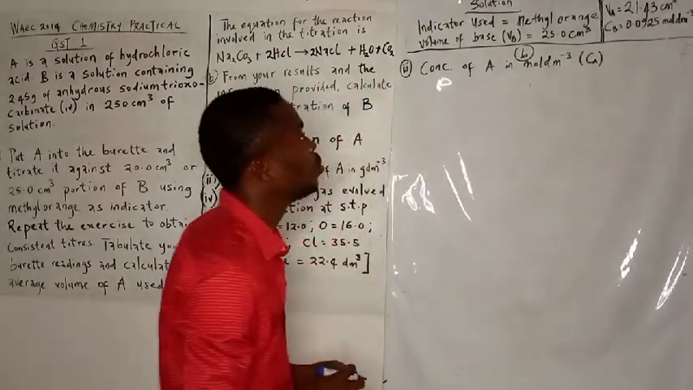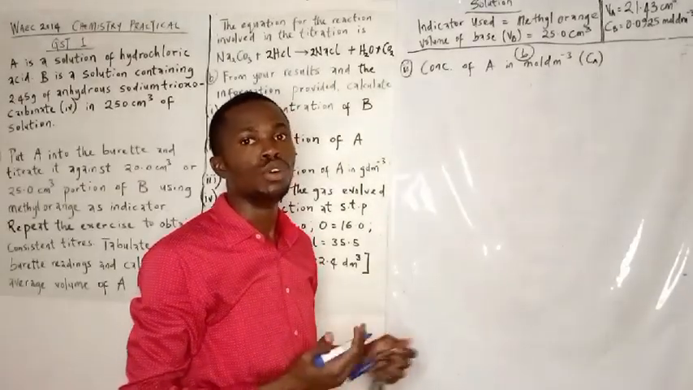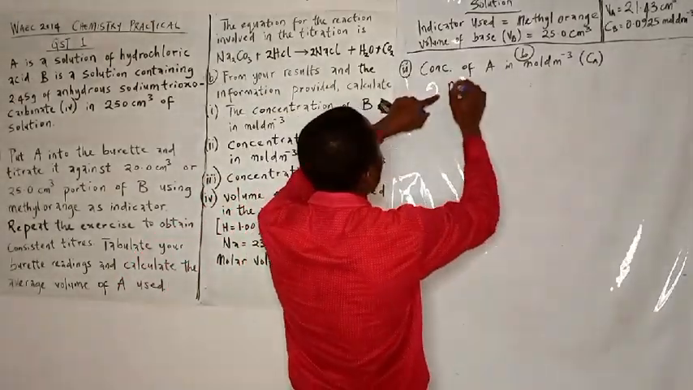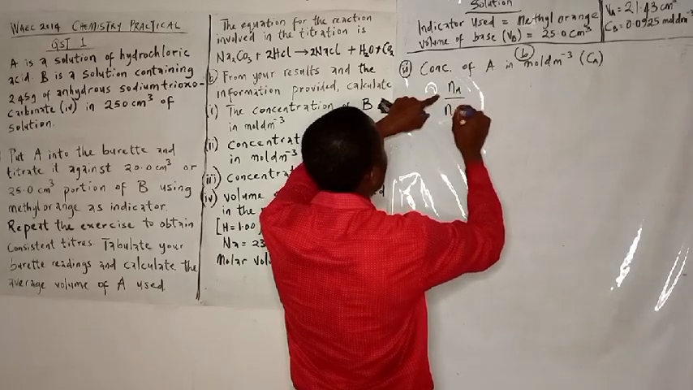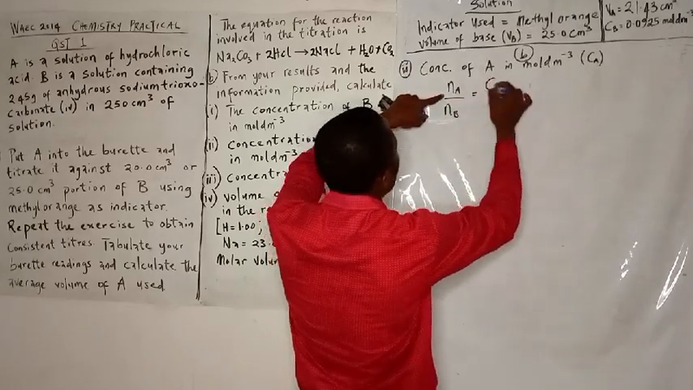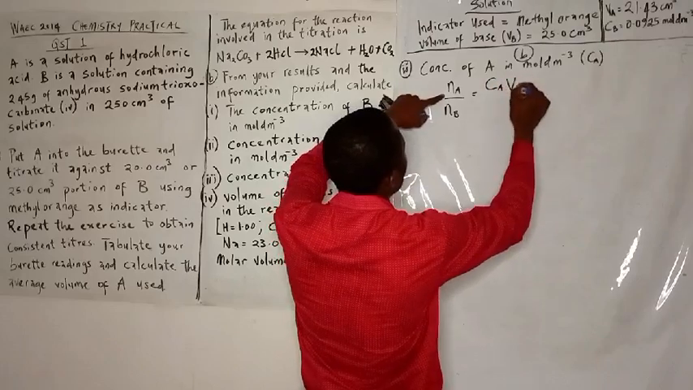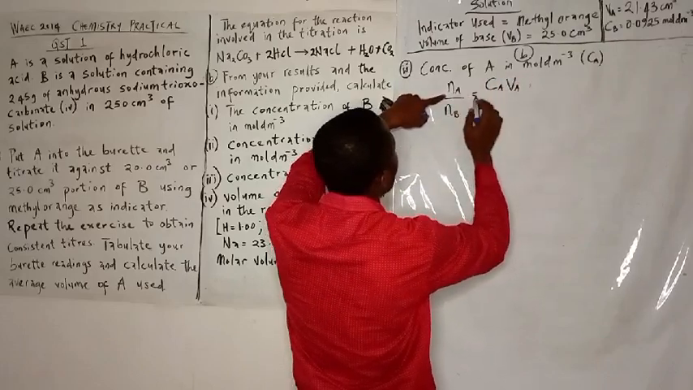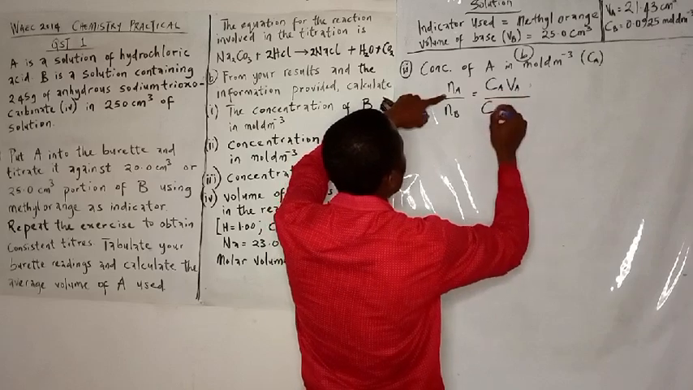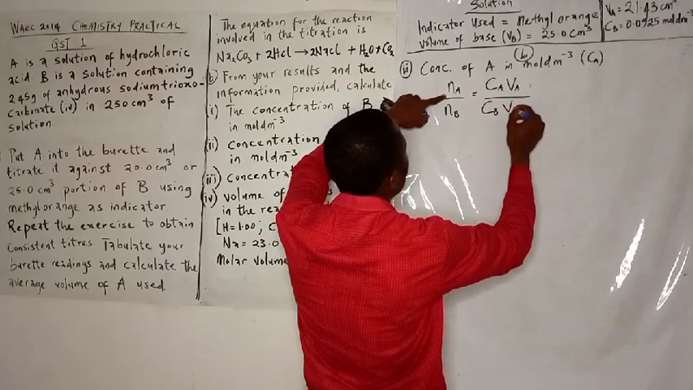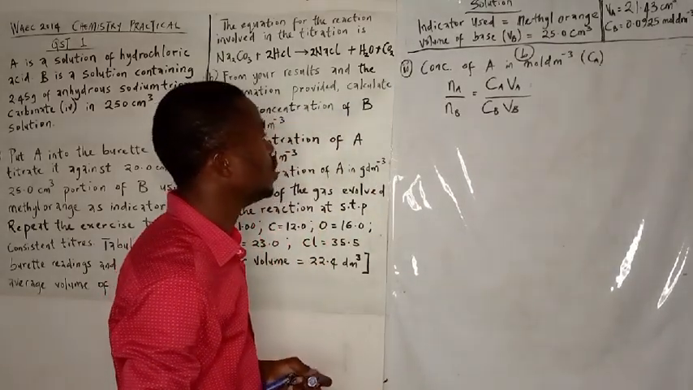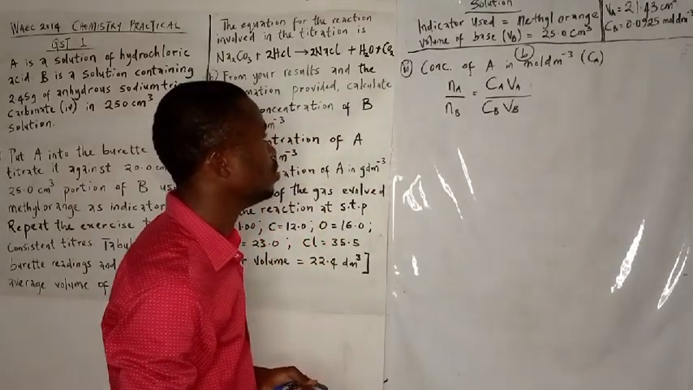So in this case now, we can use the mole ratio for the acid and base. So we can use this formula, Na over Nb is equal to, remember that number of moles is equal to concentration times volume. So the number of moles of the acid will be equal to the concentration of the acid times the volume of the acid all over the concentration of the base times the volume of the base. So we have Na over Nb is equal to CaVa all over CbVb.